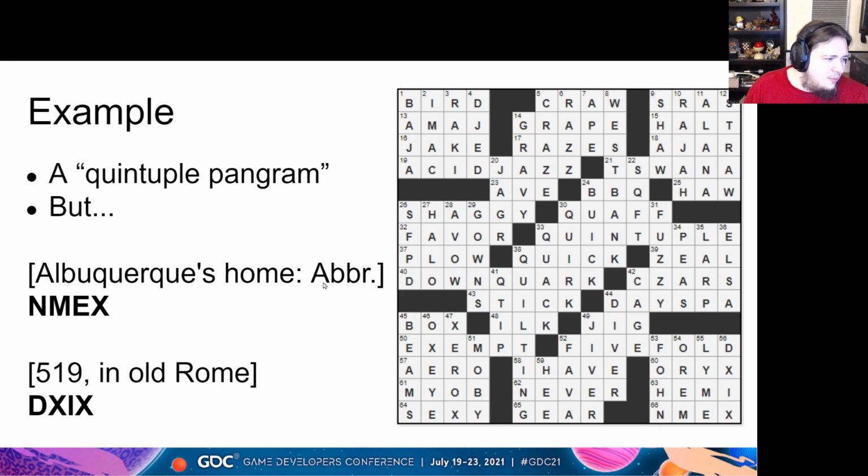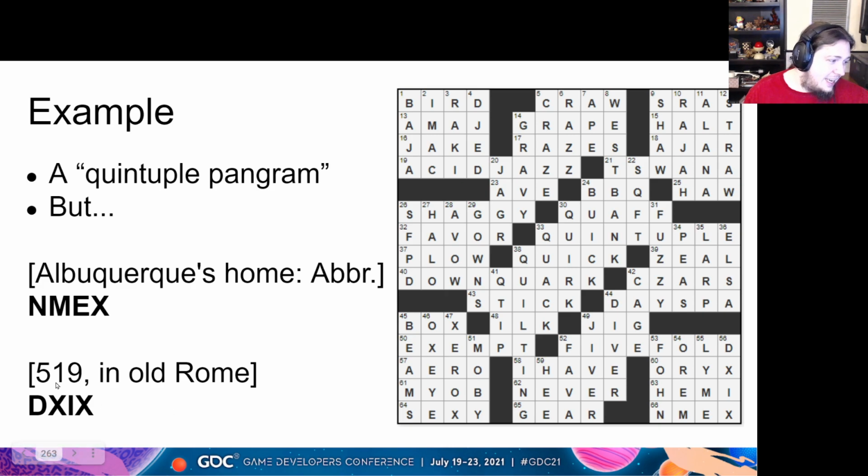One clue is "Albuquerque's home," and the answer is NMEX. It's supposed to be the state of New Mexico, but who writes NMEX for New Mexico? You might write NM. This is kind of a weird abbreviation that feels off and wrong, and is that really the answer you want in your crossword?